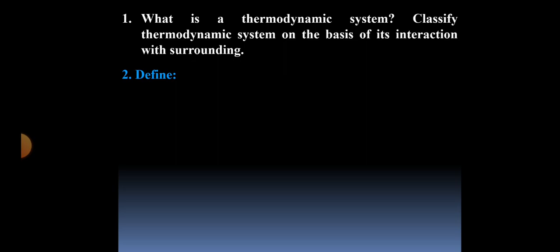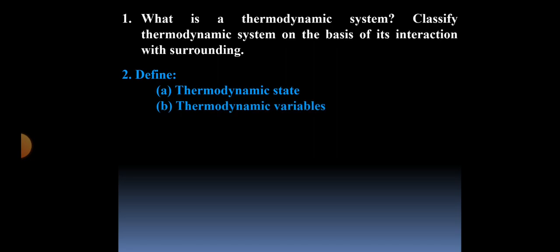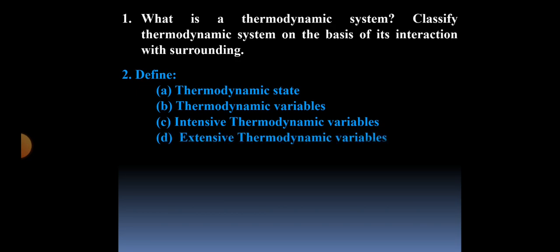Then question number 2 is, define the following terms which are basic to this chapter. Number 1 is thermodynamic state, P, T, V. Number 2 is thermodynamic variable, P, T, V, mu. Free energy, intensive thermodynamic variables, and then extensive thermodynamic variables.